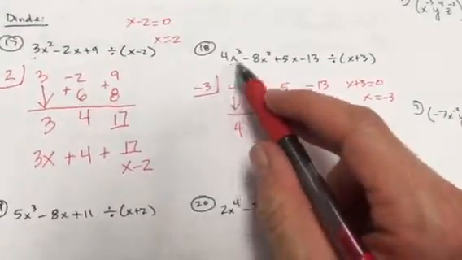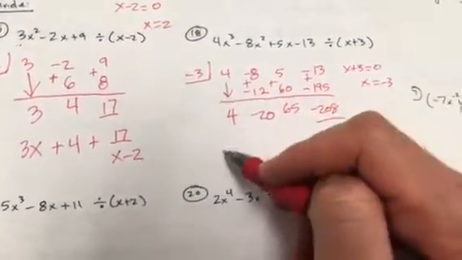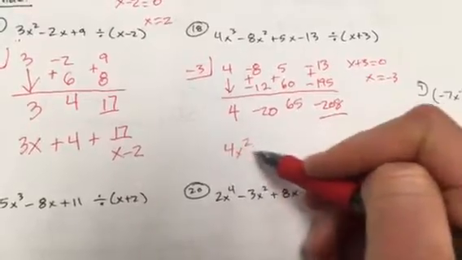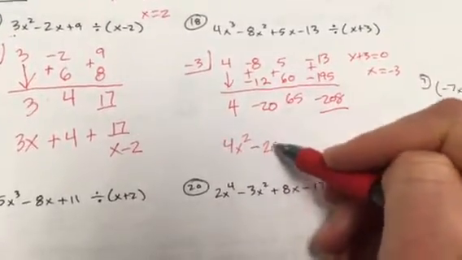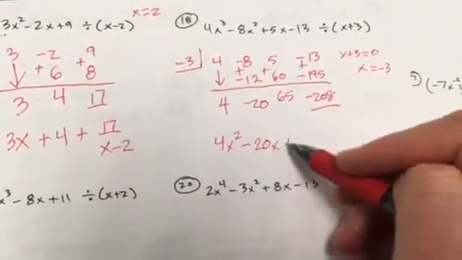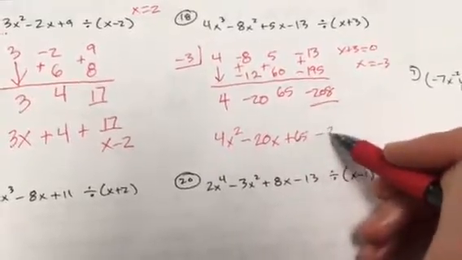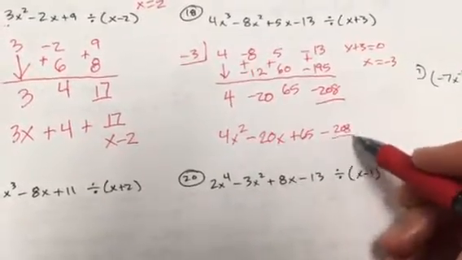You started with 4x to the third, which you divided an x away. 1 power less would be 4x squared minus 20 x. 65 would be my constant. Minus 208 is my remainder over x plus 3.